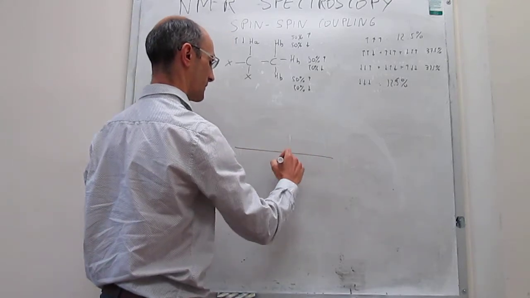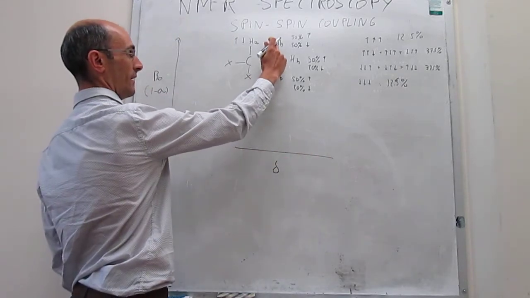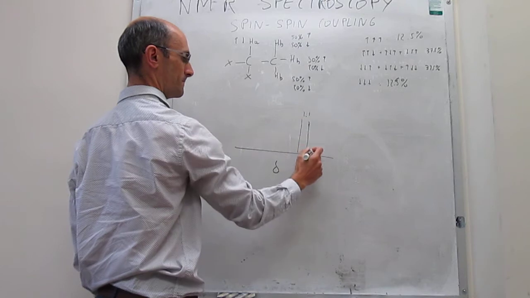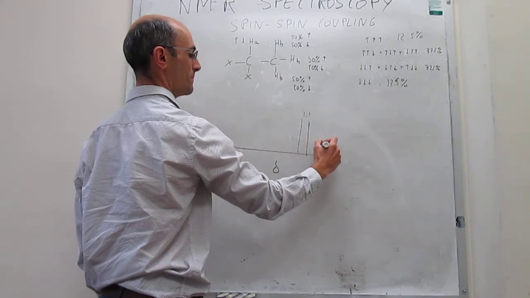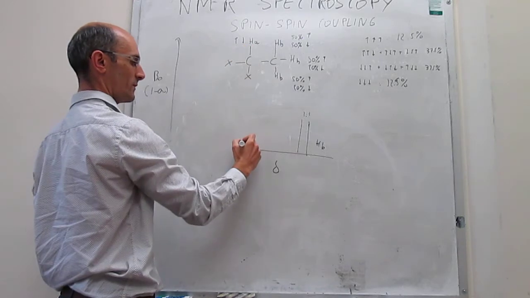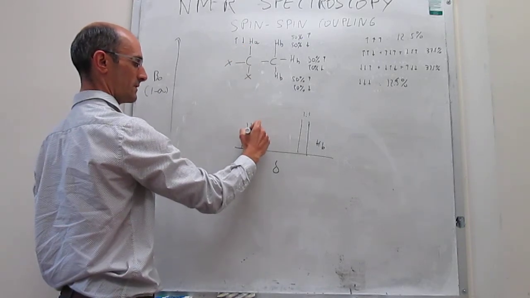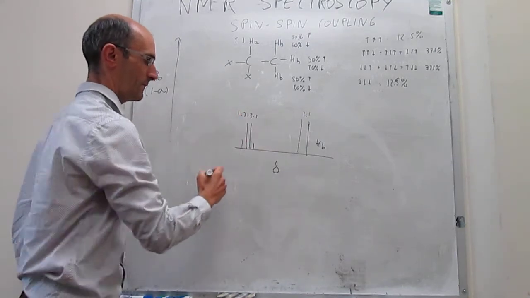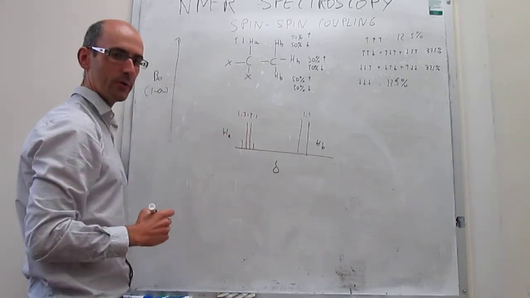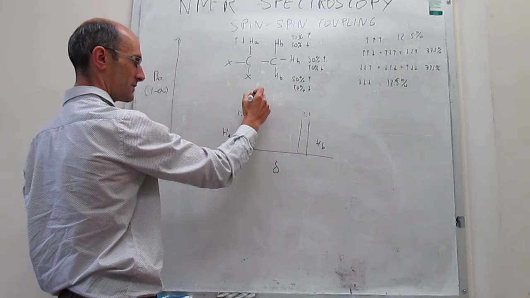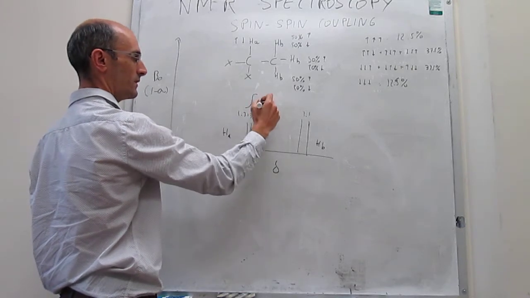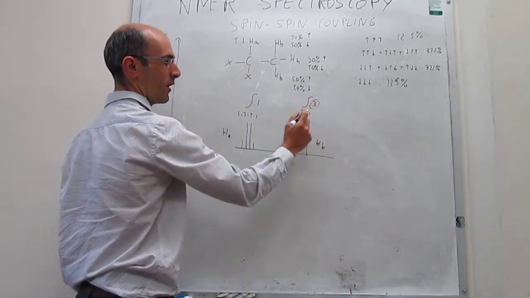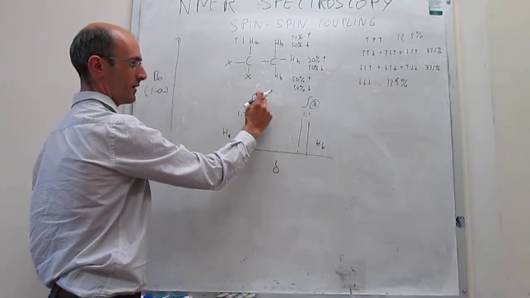The NMR spectrum is going to look like this. The signal of HB is going to be a doublet, where the relative intensities are 1 to 1. And the signal of HA is going to be a quartet, where the relative intensities are 1 to 3 to 3 to 1. What is more, if we integrate the area under these peaks, the overall area for one signal is going to be 1, and for the other it is going to be 3, because this is related to how many protons contribute to the signal.